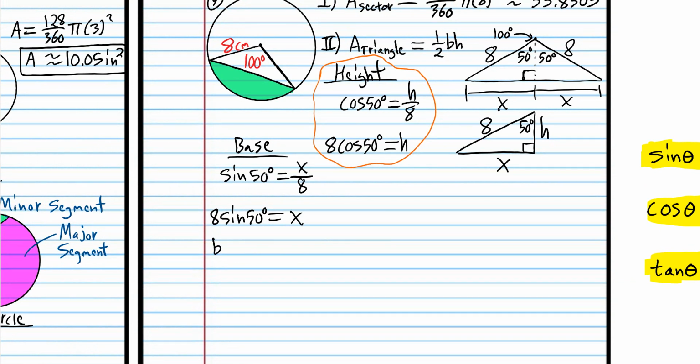So the base, which we're going to call b, is equal to 2 times x, you see, because we're looking for the base of this bigger triangle. The base is equal to 2 times x, which we just found is 8 times sine 50 degrees. And so we can simplify that a little bit. You can just multiply these two numbers together. I know that you're not used to seeing that, but just get used to it. You can put those together.